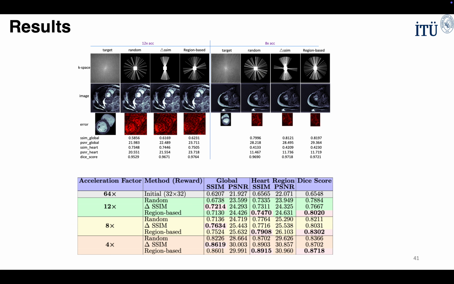Our reward-based REINFORCE consistently outperforms random sampling and simple SSIM-based REINFORCE. The Dice scores show progressive improvement, indicating better anatomical structural preservation. We maintain competitive global metrics while significantly improving cardiac-specific reconstruction. The method scales efficiently across different acceleration factors, demonstrating robustness.